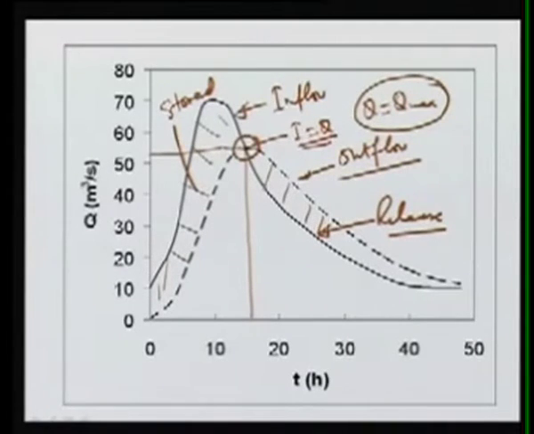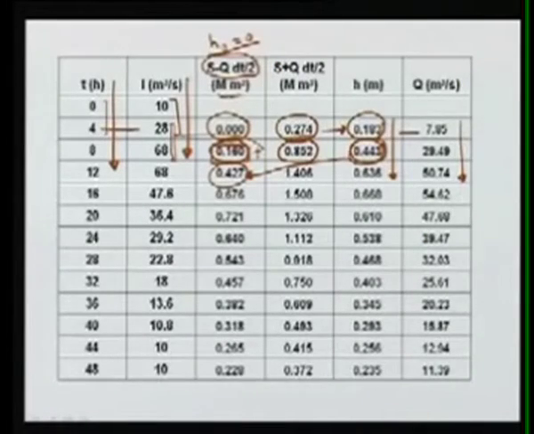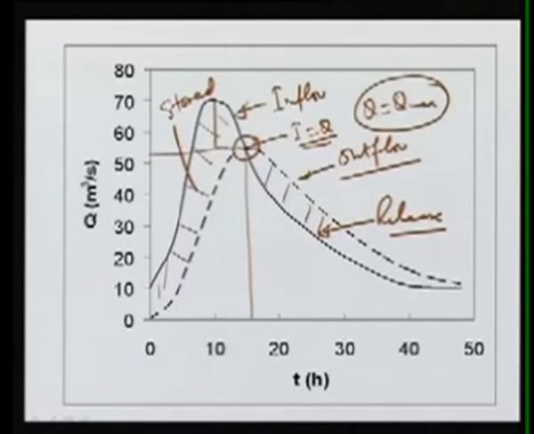The peak of the outflow, as we can see from this figure, this table, is about 55 meter cube per second. The peak of the inflow is around 68. So there is an attenuation, or a decrease in peak, of about 13 meter cube per second, and it has also shifted. So the peak shifts, or there is a lag, and there is an attenuation in the outflow hydrograph.